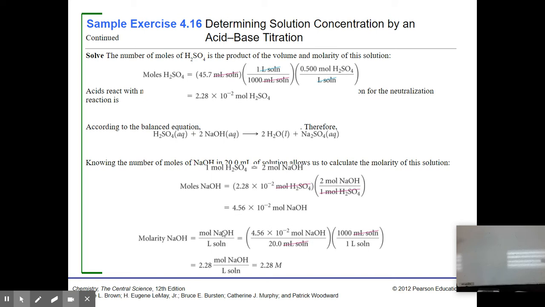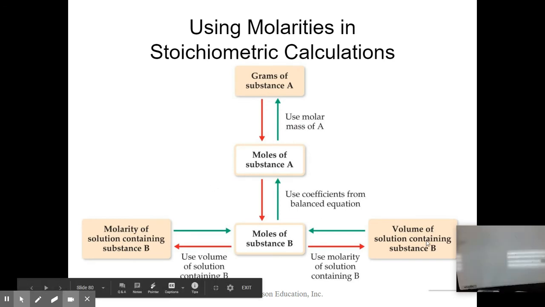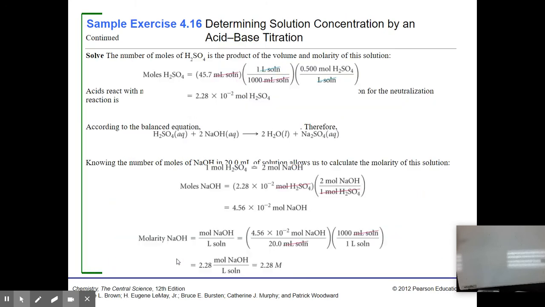The last step we need to do is determine the concentration of the sodium hydroxide. Instead of going the way we went before, where in the last problem we had to find the volume, we're going to go over to the left side. We need to find the molarity. So we're going to use the volume that we were told in the very beginning, that 20 milliliters.